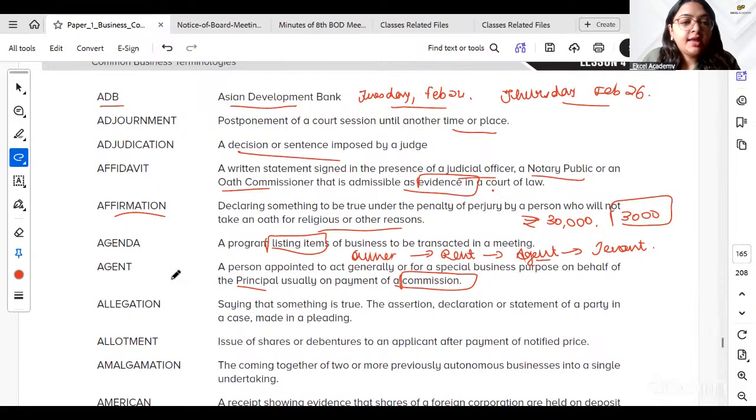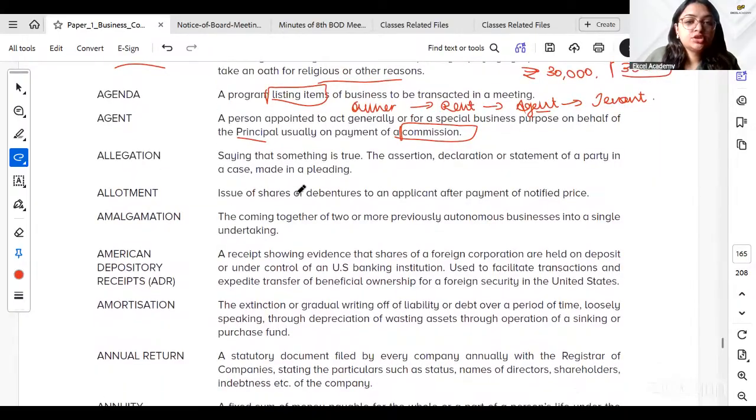All right. Allegation. Saying that something is true, the assertion, declaration, or statement of a party in the case made in pleading, right? So now let's say we were taking the case of trademark infringement. When I'm filing that case, what is my allegation? My allegation is that they are infringing my trademark. So it becomes very important that whatever you are writing is true, and whatever you are saying has to be written in your allegation.